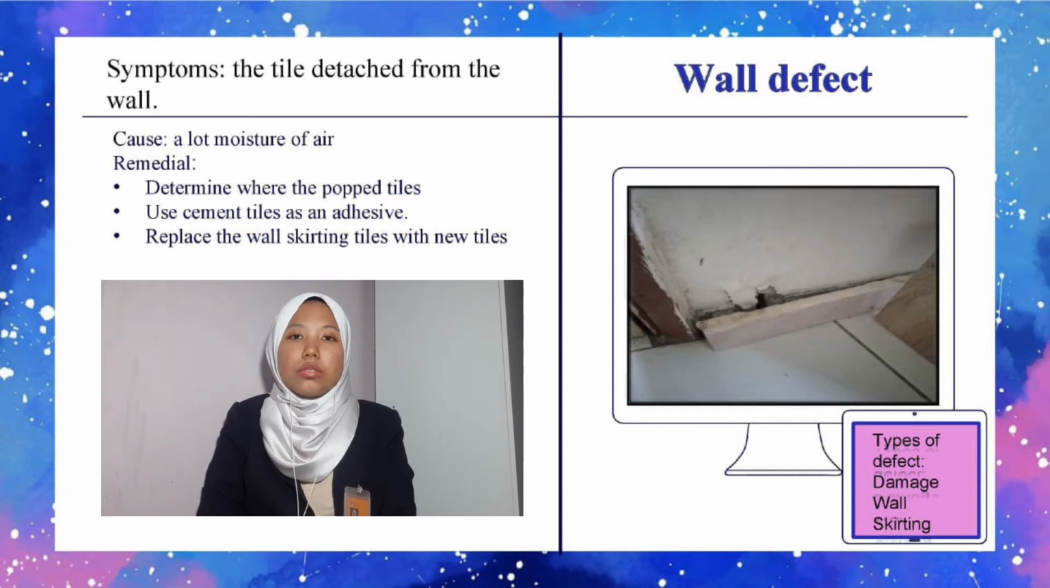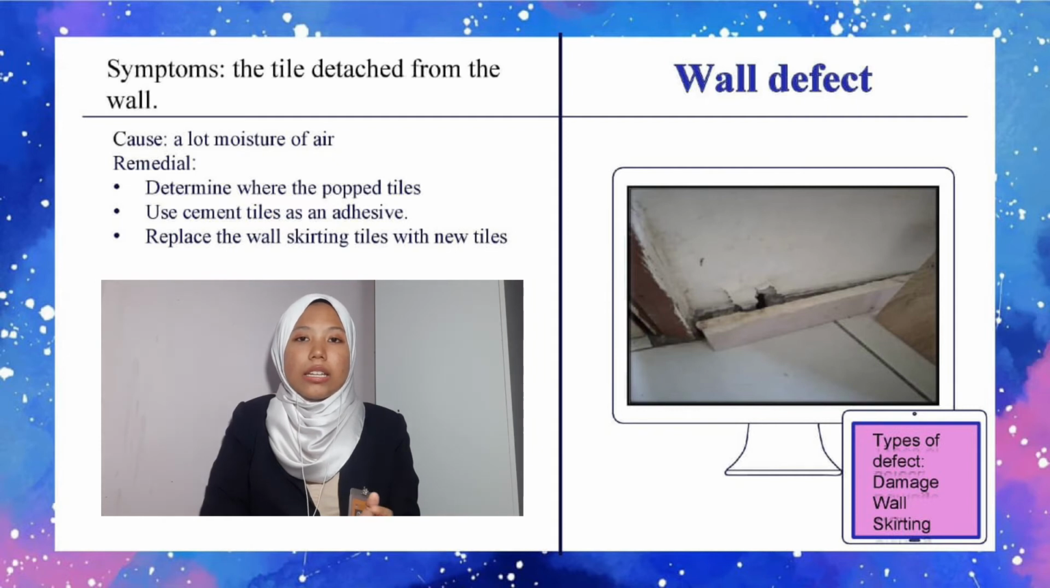According to the inspection, there is a lot of moisture in the air, which could cause the tile to swell. Because of the friction created by the contraction, the tile may come loose from the wall. So to overcome this defect, firstly we must determine the location of the popped tiles in the house. After that, we can use cement as an adhesive to adhere the tile, and then we can replace the old tiles with new ones that have the same size as the old ones on the wall skirting.